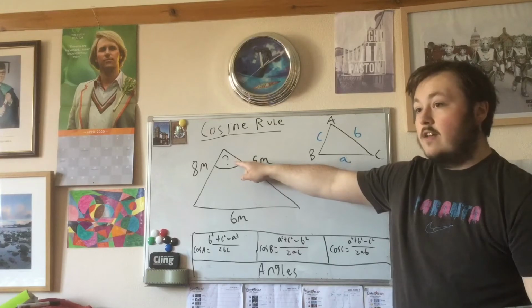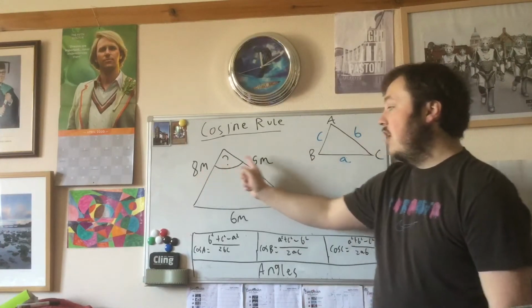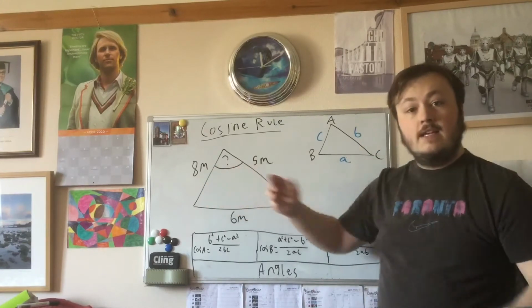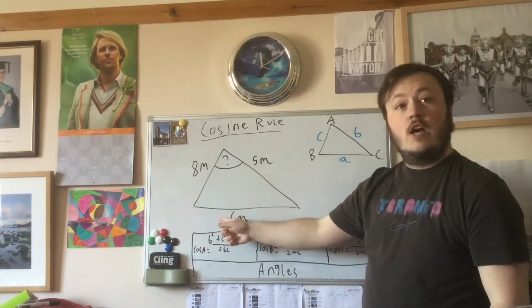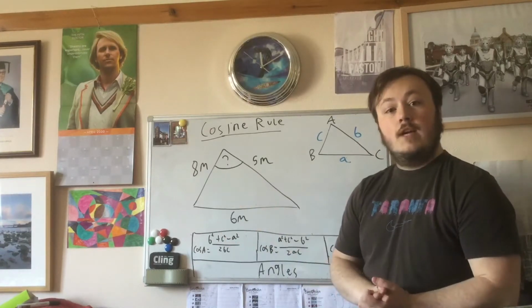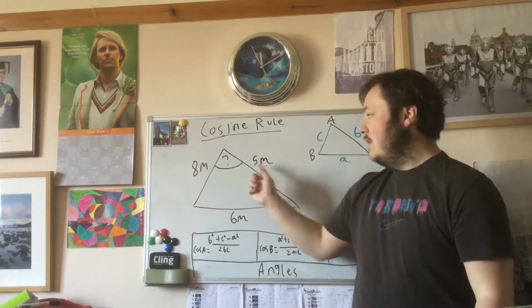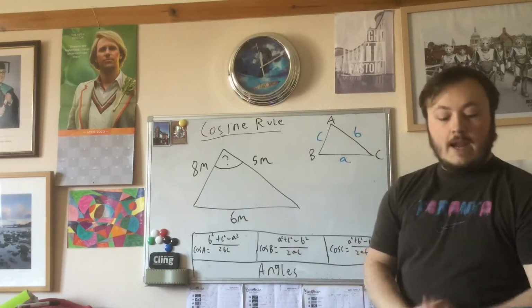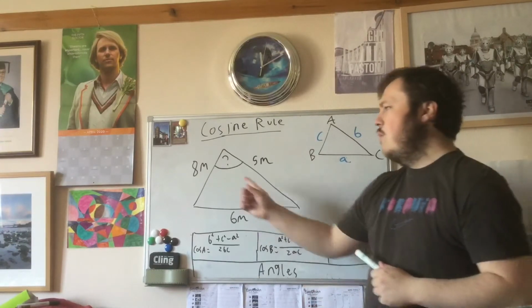So, how the cosine rule works is, if I wanted to find this missing angle, the cos of this angle, you add the squares of the sides that the angle's between together, subtract from that the square of the side opposite the angle we're finding, and divide that by 2 times the sides the angle is between together. Now that's a bit of a mouthful. Let me show you with this problem.